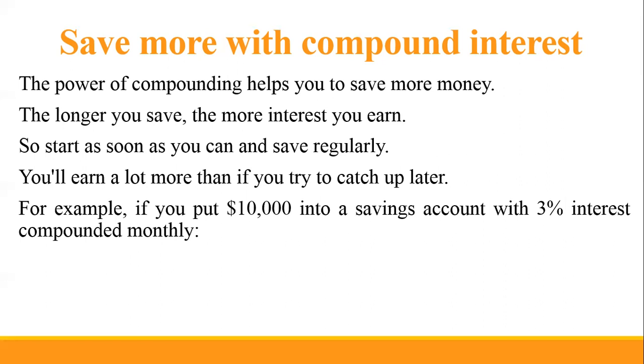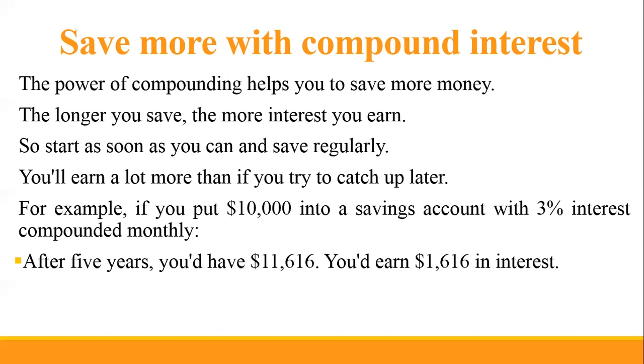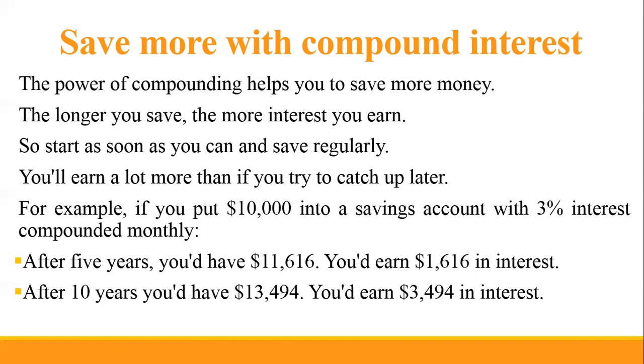If you put $10,000 into a savings account with 3% interest compounded monthly, so ano yung mga maiipon mo dyan? So after 5 years, you'd have $11,616. So magkano yung na-earn mo? $1,616 in interest. After 10 years, $13,000 na siya, yung 10,000 mo. So yung naipon mo dyan after 10 years is 3,000.